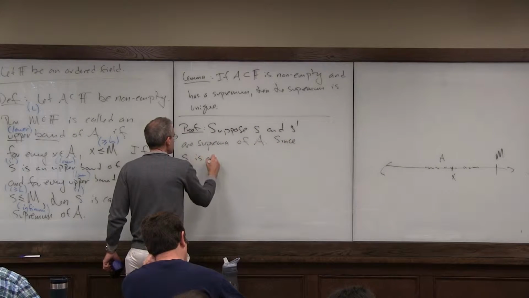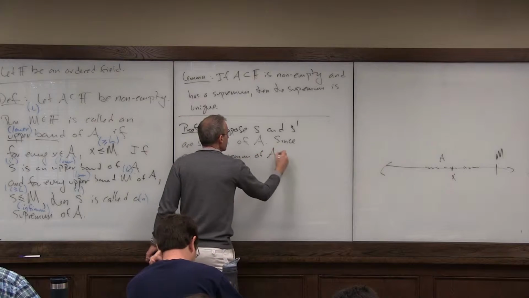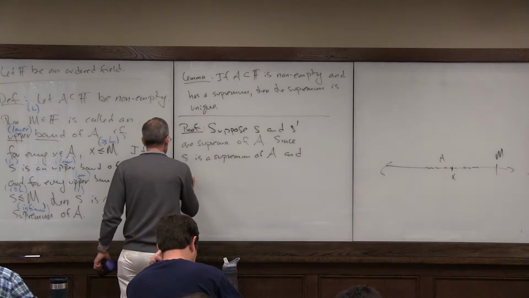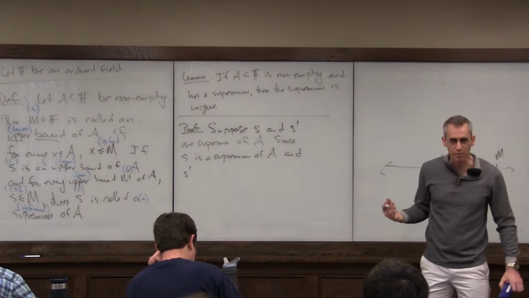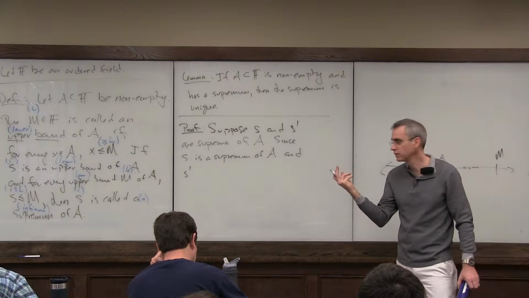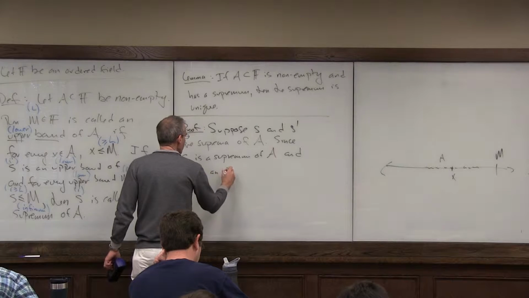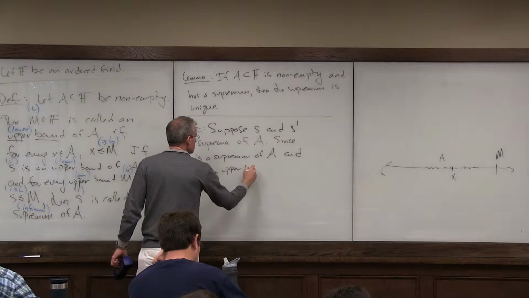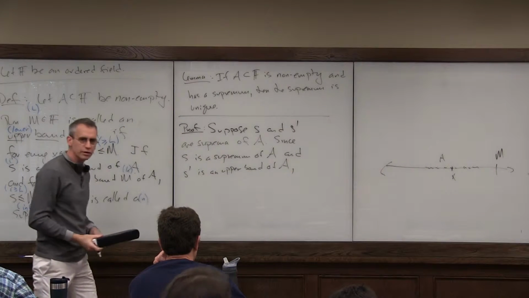S is a supremum of A, and S prime, well, it's a supremum, but as a supremum, it's also an upper bound, right? And that's the property that we're interested in here when we're proving this. S prime is an upper bound of A. What inequality do we get?